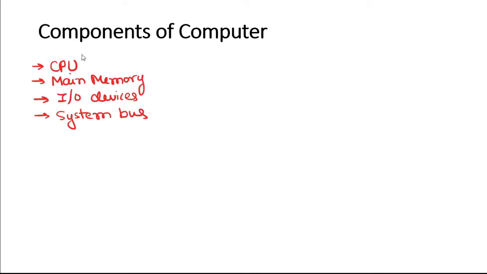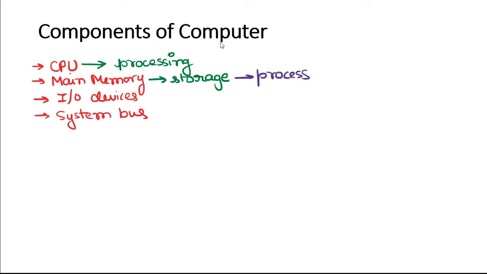Okay, and what are the functionalities for these components? So what does CPU do? It is a brain of a computer and it performs the processing. Okay, it does all the processings that are expected from a computer. Okay, what is the functionality of main memory? A main memory acts as a storage unit, and it stores a special thing. What is that? It stores process. What is a process? Process is nothing but a program that is in a running state.